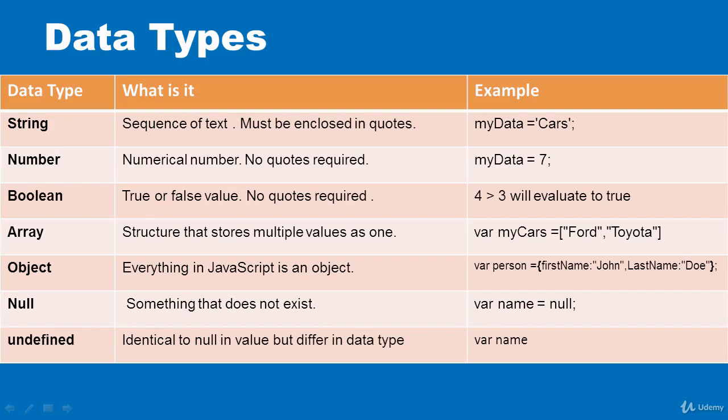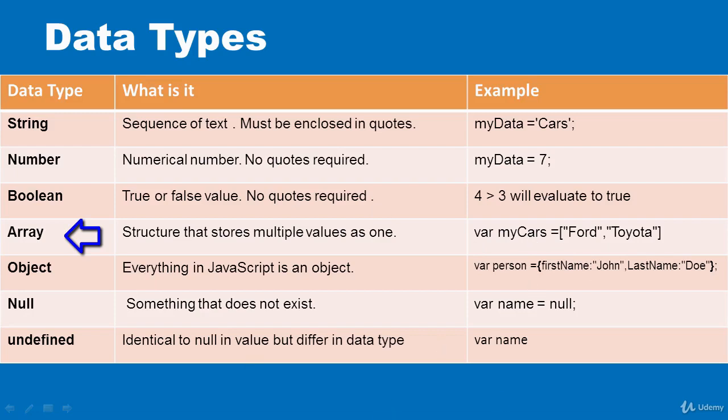The next data type I want to mention is called an array. An array is a data structure that stores multiple values as one single reference. Basically, what that means is a variable can store only one value, but with an array, you can store multiple values as one single reference. You can see here, I've got two values, Ford and Toyota, but I'm referencing them under one variable called myCars.